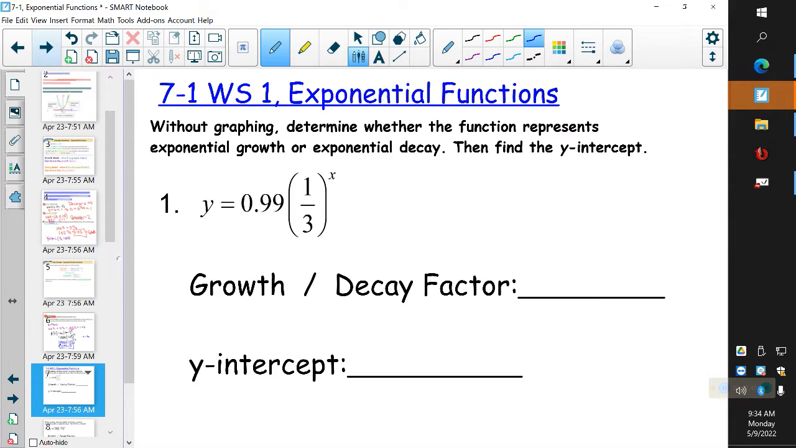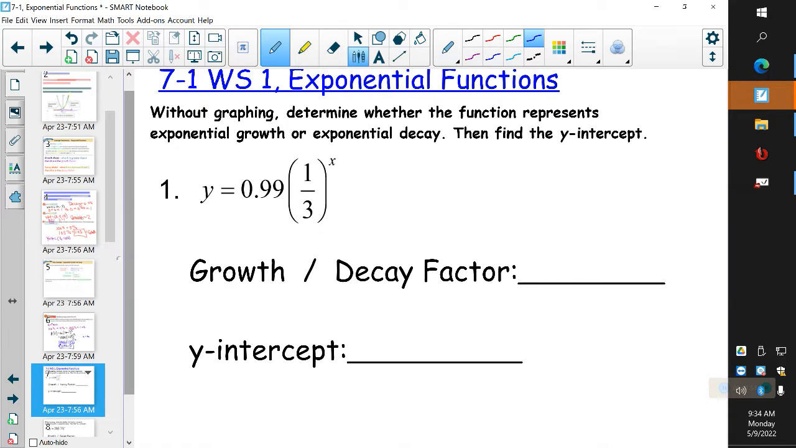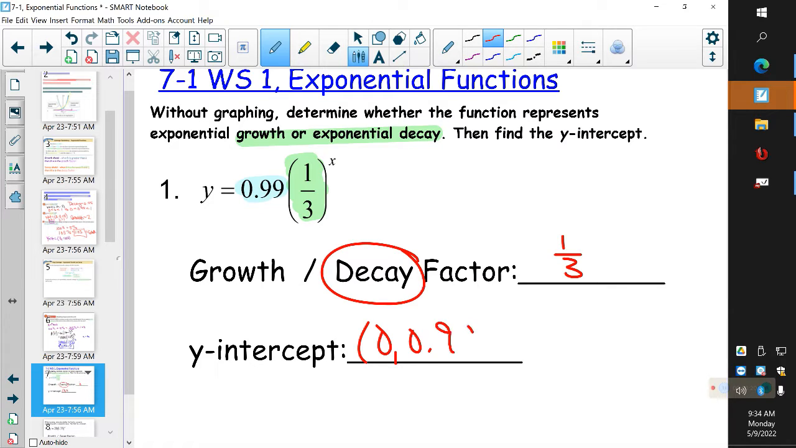Okay, next. Tonight's homework is actually going to be, I'm going to start it with you right now. It's going to be 7-1 worksheet 1. And number 1, it says, without graphing, determine whether the function represents exponential growth or decay. So very first thing you're going to do is determine growth or decay. 1/3, is that a fraction between 0 and 1, or is the number larger than 1? Since it is a fraction, I know immediately that I'm going to have decay, and my factor is 1/3. And then it says, what is my y-intercept? Well, my y-intercept is going to be this value right here, so that's going to be the point (0, 0.99).